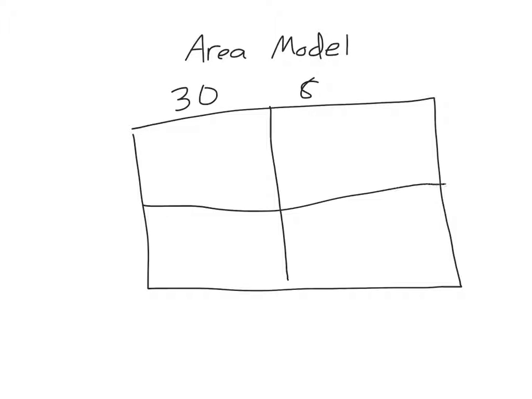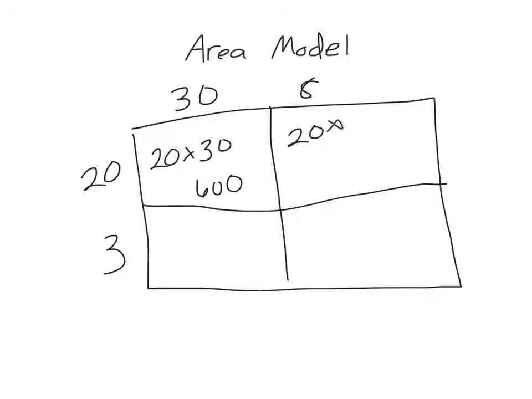What you can then do, since you have a 2-digit number, you can think about it as 30 plus 8. You can then go this way and think of it as 20 plus 3. At this point, you can then solve these two problems. You can do 20 times 30 to get that 600. You can then do 20 times 8 to get 160.